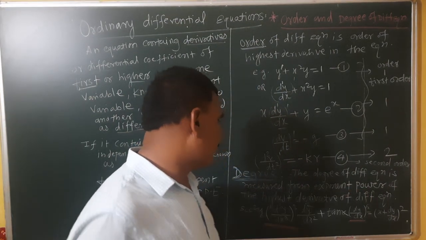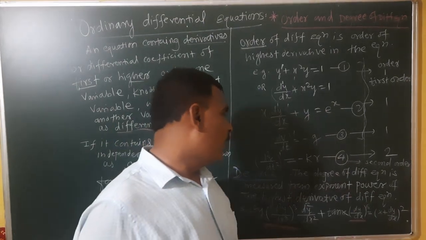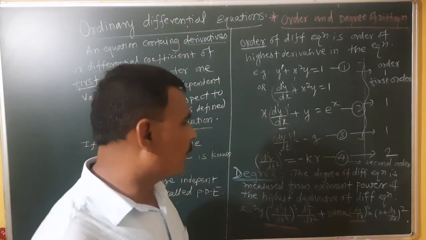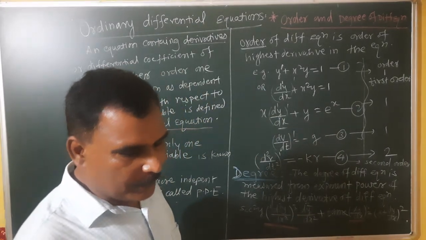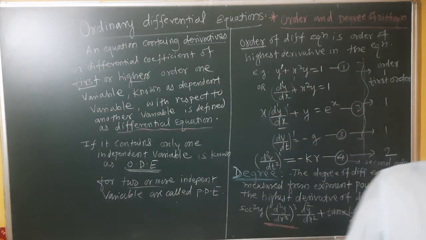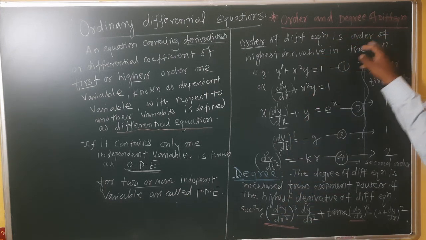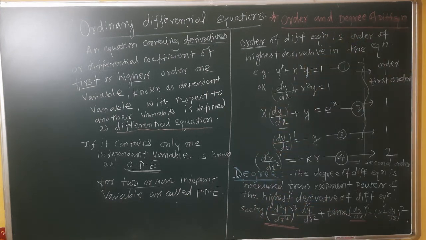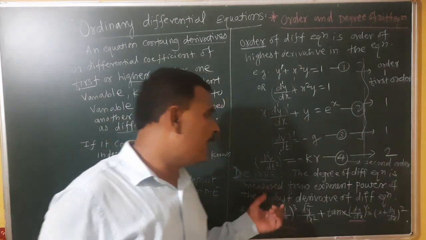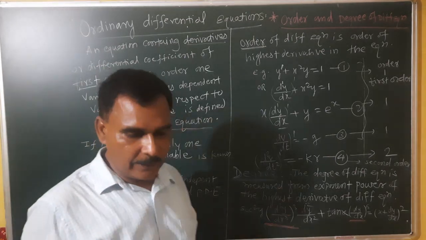The degree of a differential equation is measured from the exponent power of the highest derivative of the differential equation. I hope we have understood this: the order and the degree of the differential equation. Order means the order of a differential equation is the order of the highest derivative in the equation. And degree means the degree of a differential equation is measured from the exponent power of the highest derivative.